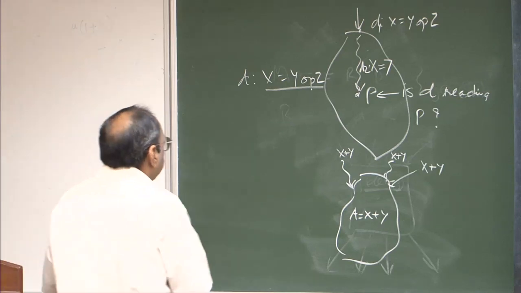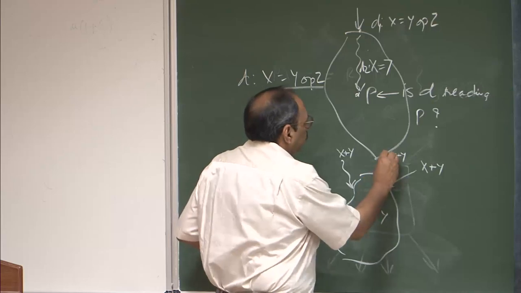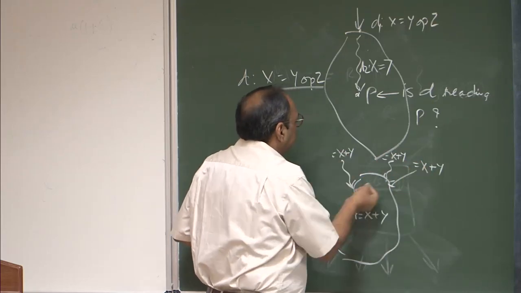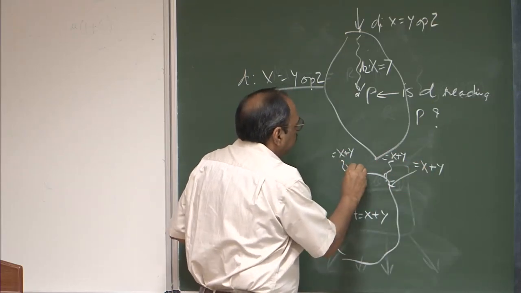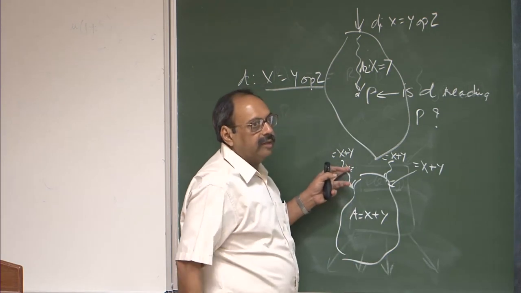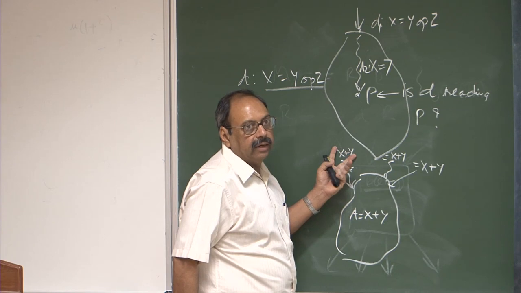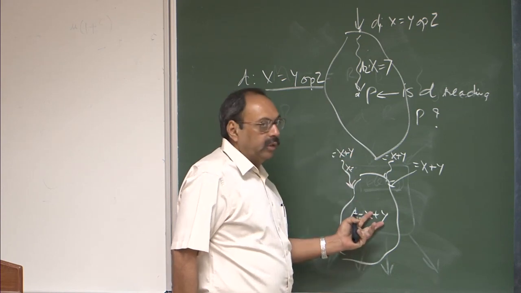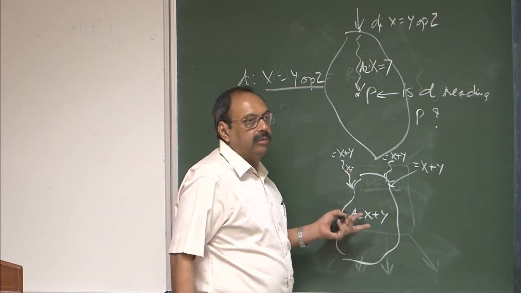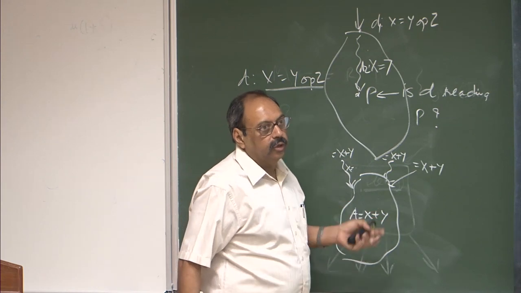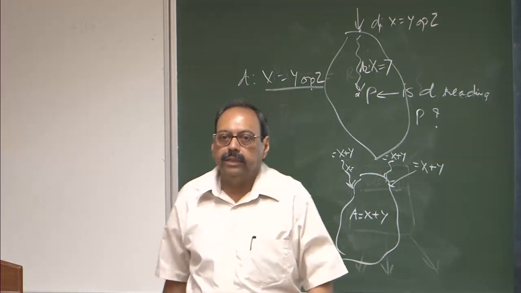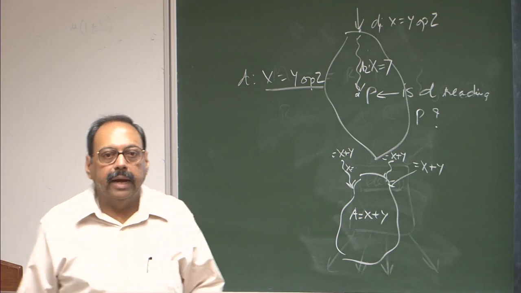Because imagine that I'm computing x plus y on this path. And immediately after this, I make an assignment to x. Now, as soon as I make an assignment to x, this x plus y becomes invalid, because the value I will be computing here will not be this value, but will be something else. So again, this is a property I can check by looking at my program.